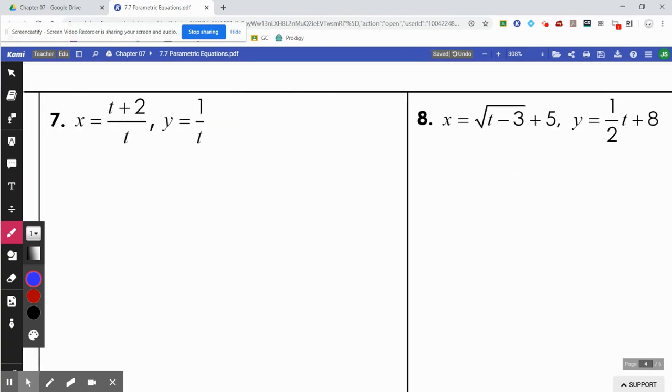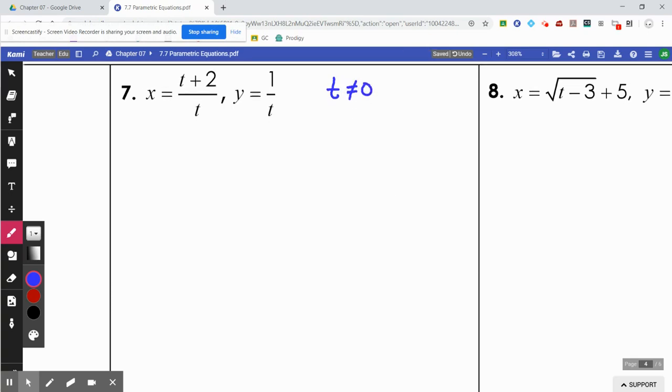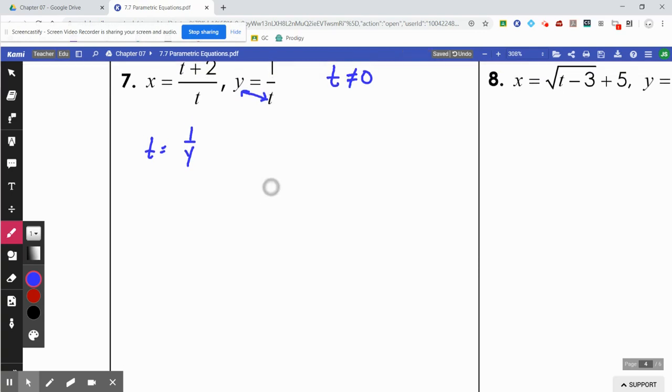Number 7. Now we do have a t restriction here. I noticed that you have a t on the bottom of a fraction. T cannot be 0. So you've got to be careful with that. So you do have that restriction. So let's go ahead and solve this thing for t. We can actually just flip-flop these, and that gives me that t is equal to 1 over y. So everywhere I have a t in my other expression, I'm going to plug in 1 over y.